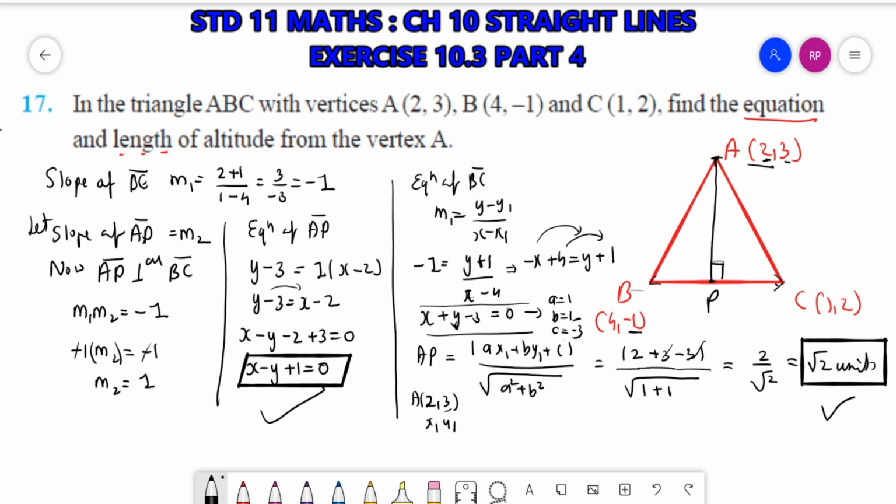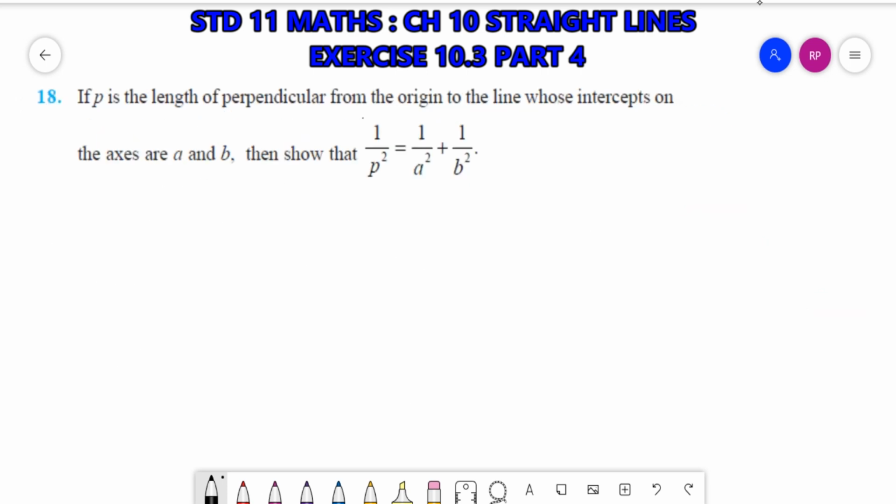Let's see the next question, question number 18, which is the last for this exercise. Question number 18. If P is the length of perpendicular from the origin to the line whose intercepts on axis are A and B, then show that 1 by P square equal to 1 by A square plus 1 by B square. Okay. Now see here, it's clearly given that x intercept is A and y intercept is B.